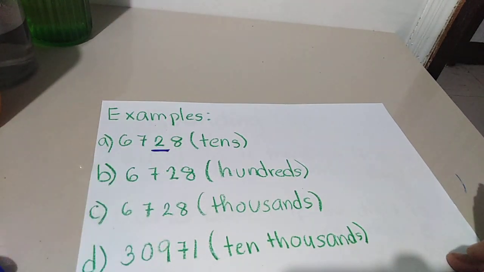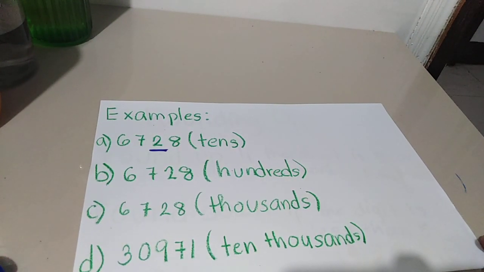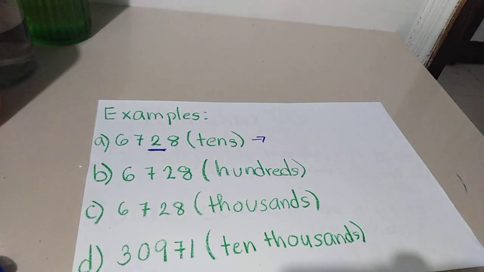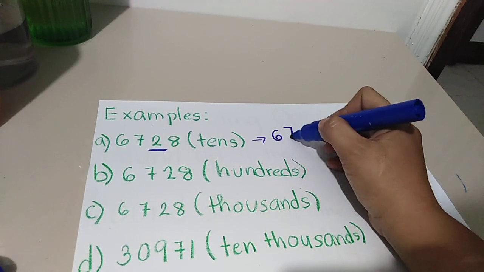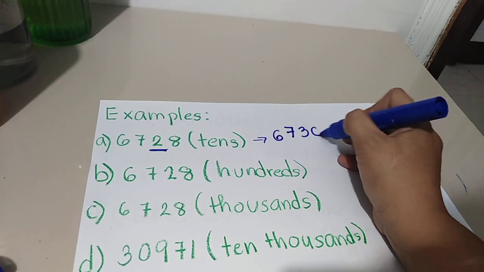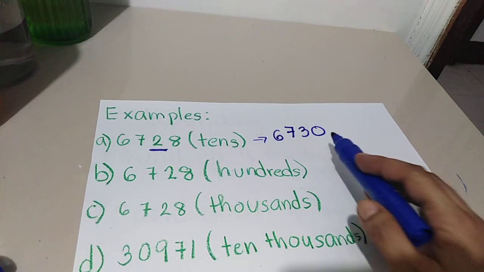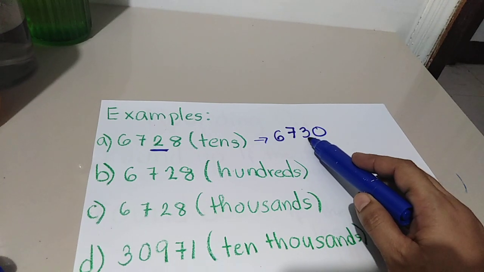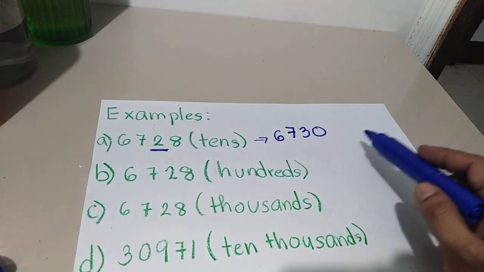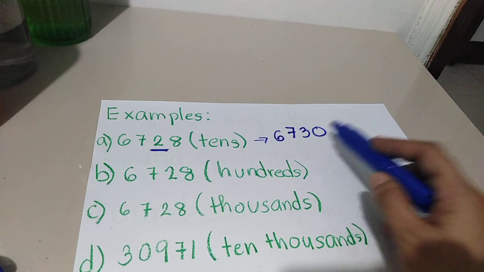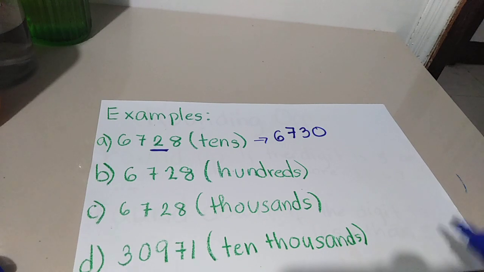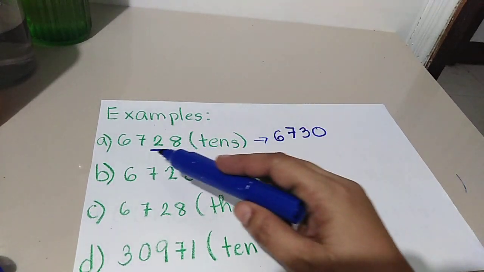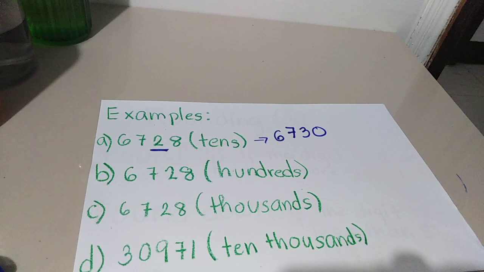At dahil more than 5 siya, anong gagawin natin sa 2? We are going to add 1 to it. So if we're going to write that, we're going to write 6,730 as the answer. As you can see here, yung 2 naging 3, at yung number to the right of 2 became 0. Okay, so this is the rounding off of this number to the nearest tens.